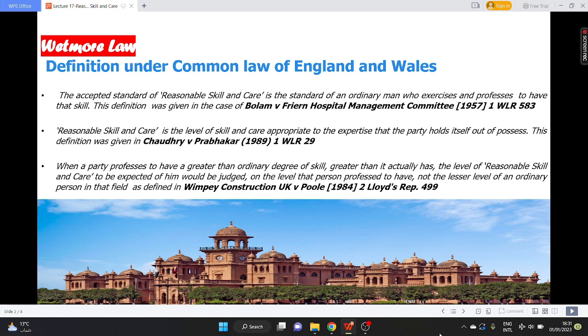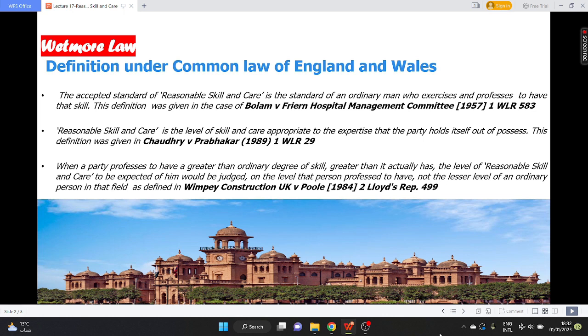Definition under common law of England and Wales. The accepted standard of reasonable skill and care is the standard of an ordinary man who exercises and professes to have that skill. This definition was given in the case of Bolam and Friern. Reasonable skill and care is the level of skill and care appropriate to the experience that the party holds itself out as possessing. This definition was given in Chaudhry versus Prabhakar.